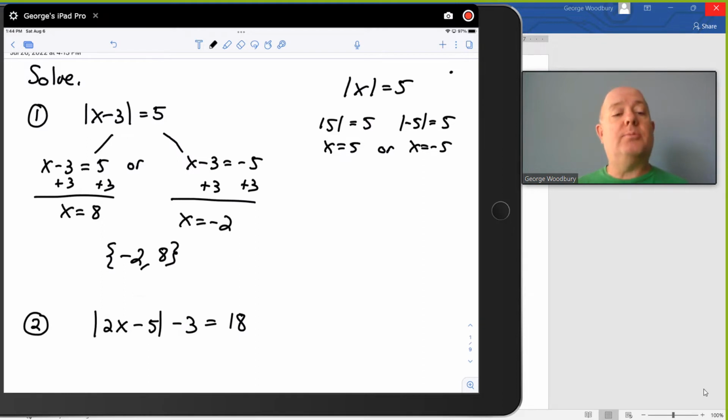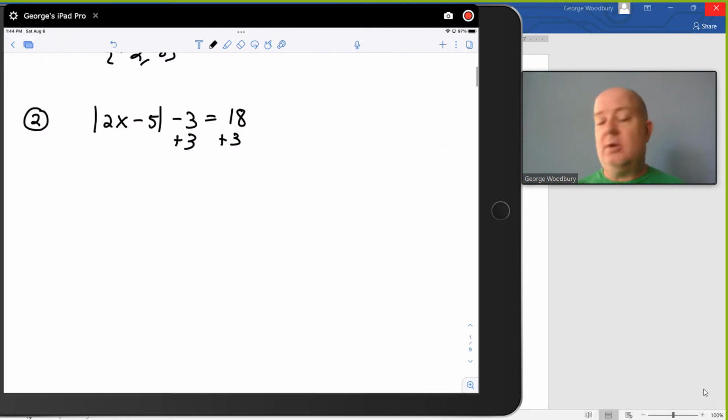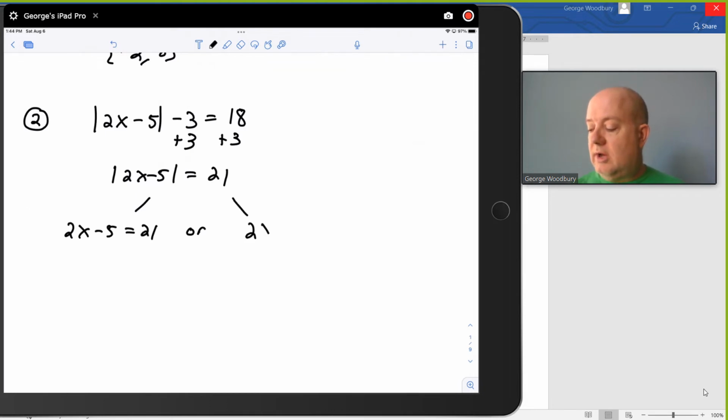What's different about problem 2 than problem 1? We've got the absolute value of 2x minus 5, minus 3, is equal to 18. What's different is the absolute value isn't isolated yet. That has to happen first, and that can be done by adding 3 to both sides to isolate that absolute value expression on one side by itself. So we've got the absolute value of 2x minus 5 is now equal to 21. Now we can split this into two equations. 2x minus 5 equals 21, or 2x minus 5 equals negative 21.